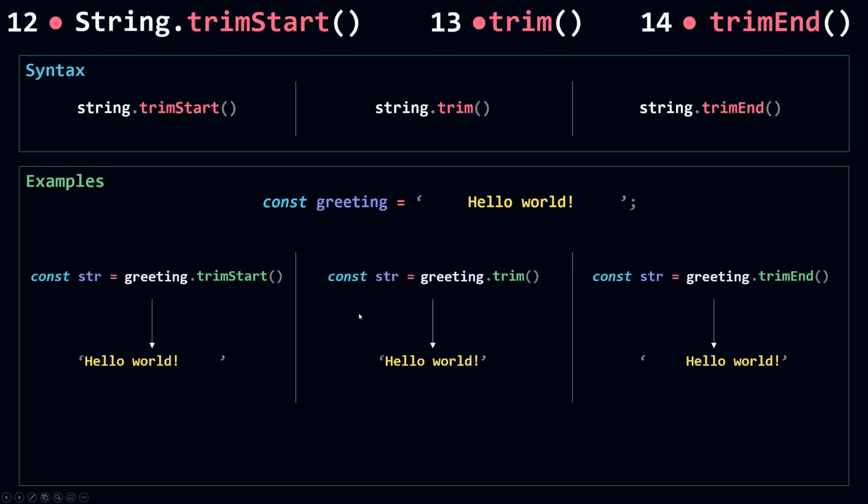Now when you call trimStart and trimEnd on a string that doesn't have any white space characters at the end or at the start, they won't remove any white space characters and they won't throw an error. They will just return the original string without any changes. So it's like making a copy of the string. And that's it for the trim methods. Now let's move on to the next method.